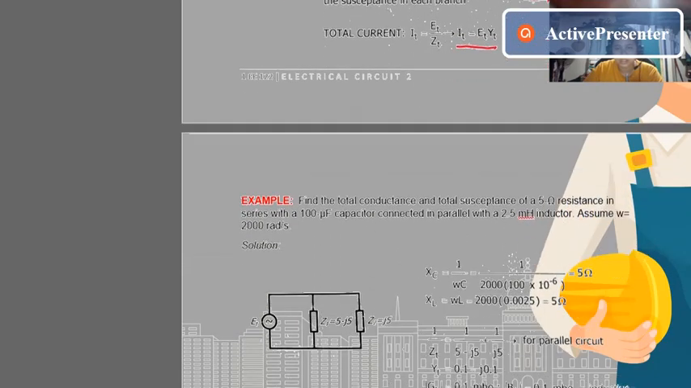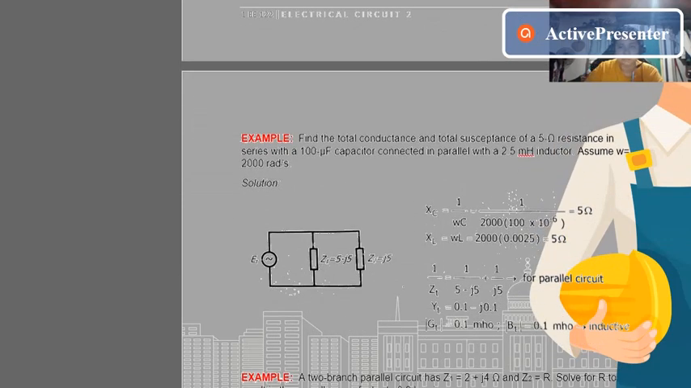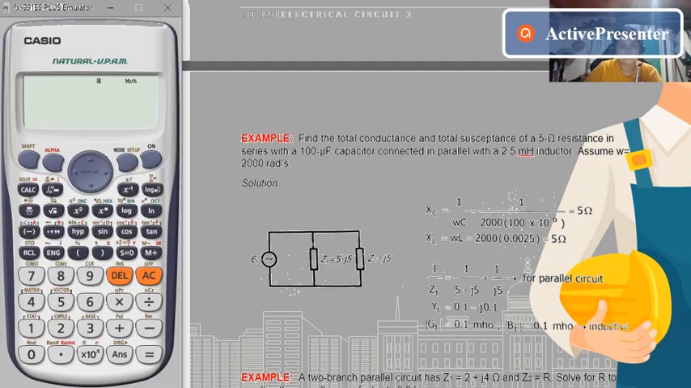First, in our example, let us apply this. Find the total conductance and total susceptance of a 5 ohm resistance in series with a 100 microfarad capacitor connected in parallel with a 2.5 millihenry inductor. Assume W is equal to 2000 rad per second. So first, we need to draw our figure.